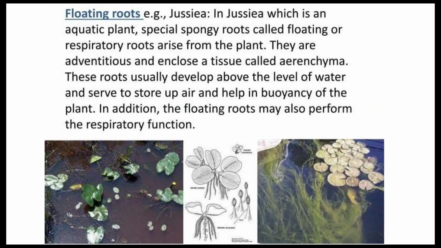Floating roots are found in Jussiaea species. Here, special types of spongy roots called floating or respiratory roots arise from the plant. They are adventitious and enclose a tissue called parenchyma tissue. These roots usually develop above the level of water and serve to store air and help in buoyancy of the plant.